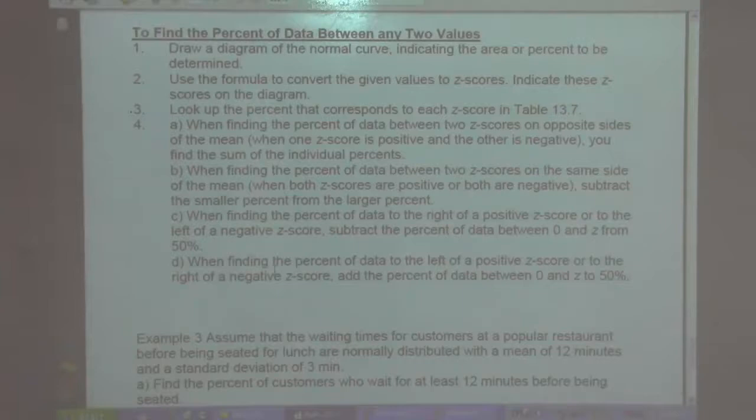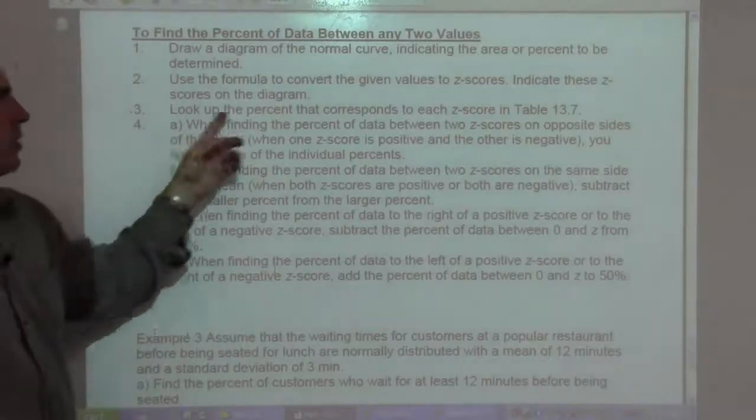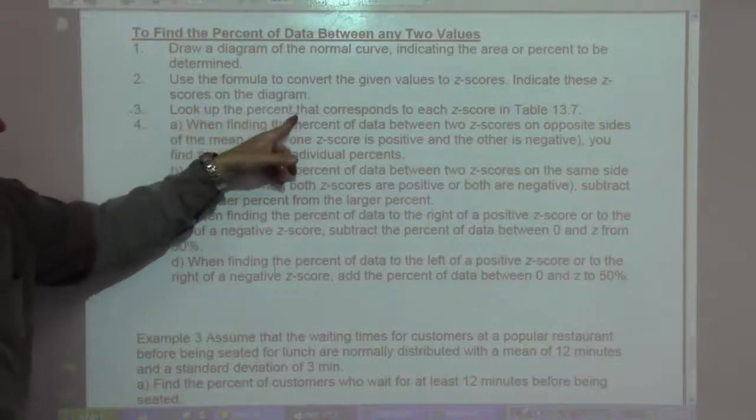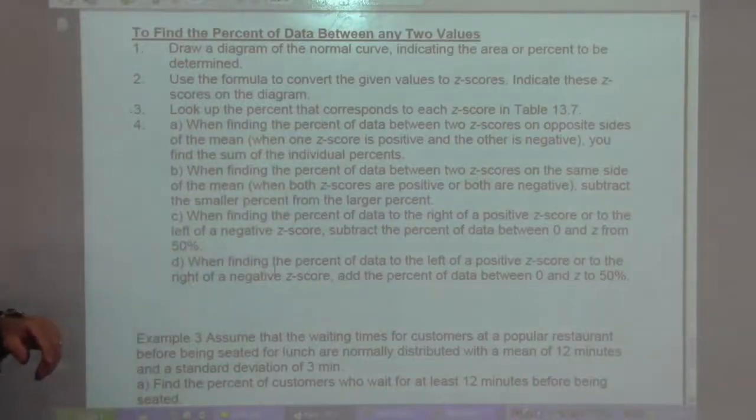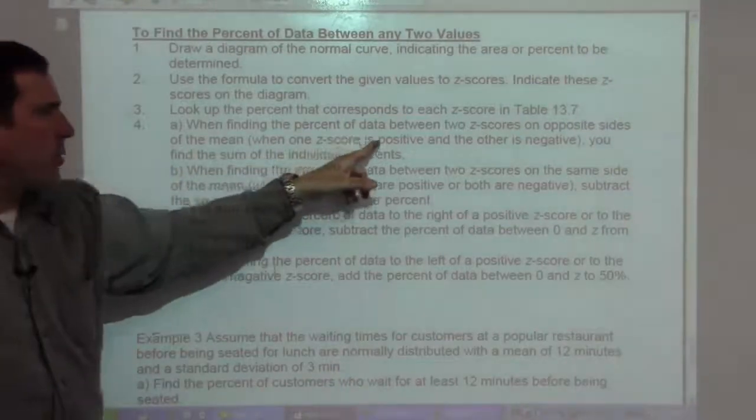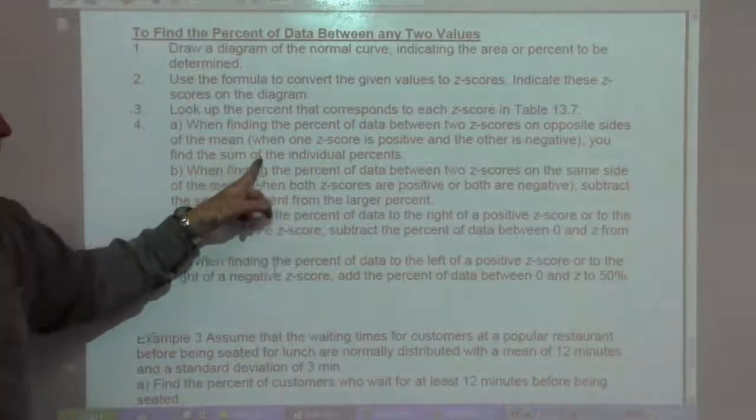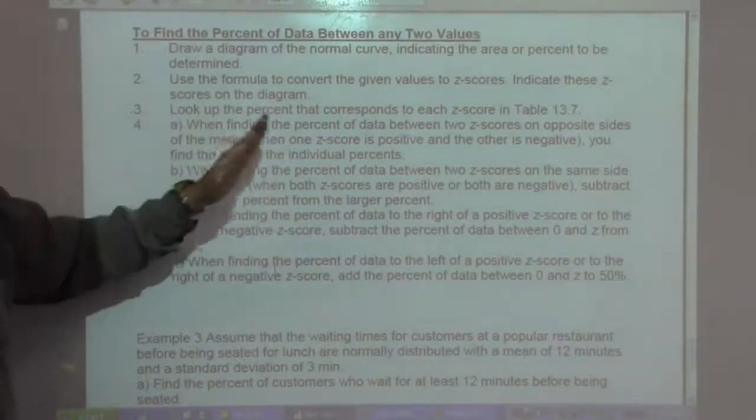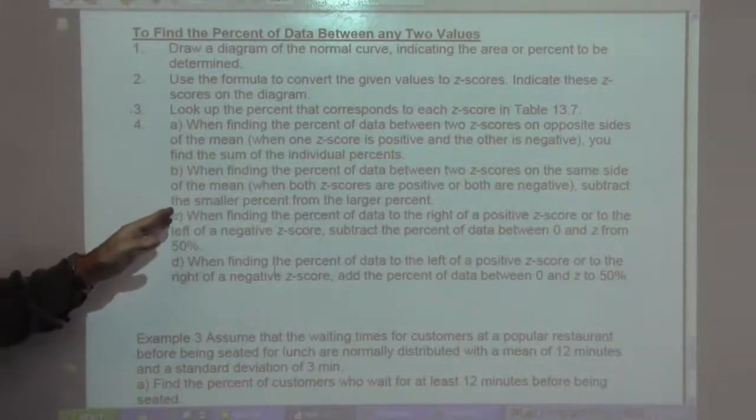Okay, to find the percent of data between 2 points, draw a diagram of the normal curve. Use the formula to convert the given values to z-scores. Indicate the z-scores on the diagram. Look up the percent that corresponds to each z-score in the table. When finding the percent of data between two z-scores on opposite sides of the mean, when one z-score is positive and the other is negative, you find the sum of the individual percents. Actually here we're just subtracting based on this table, so we've seen it.